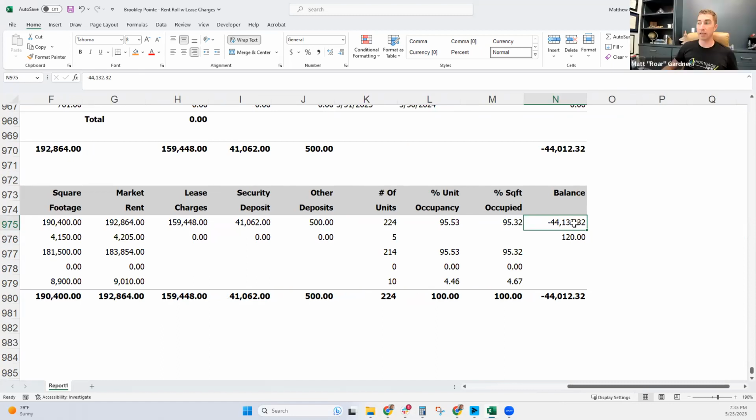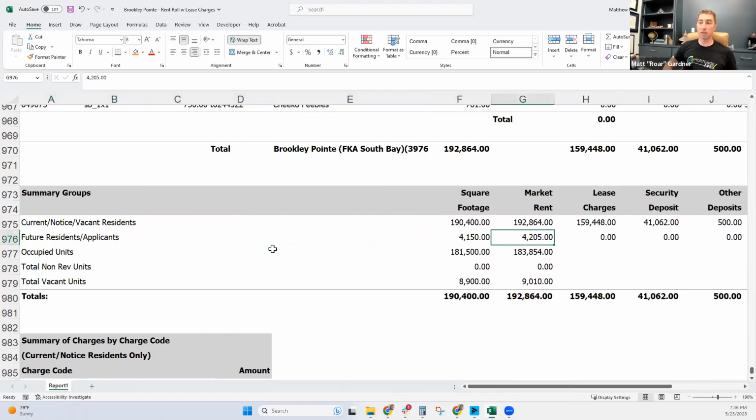Right now they're showing a loss, a delinquent debt of $44,000 in delinquent debt. This is what the tenants owe. That's not good, right? And so you need to figure out what's going on there to kind of parse it out. They're showing the actual occupancy of 95%, the physical occupancy, and you can kind of pull that information out as well. So again, it's just good to see the summary, good to compare.